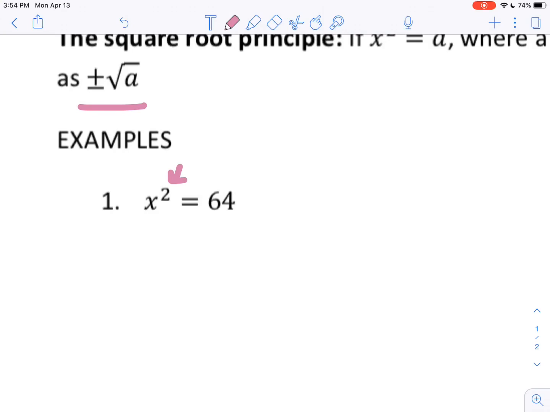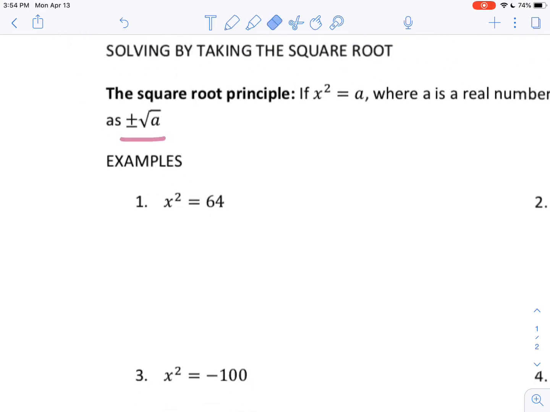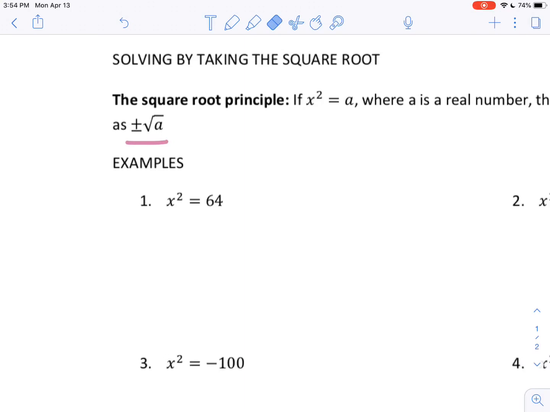If I had x cubed, I should be getting 3 solutions. If I had x to the 4th, I should be getting 4 solutions, and so on and so forth. So we can apply the square root principle when we just have an x squared.